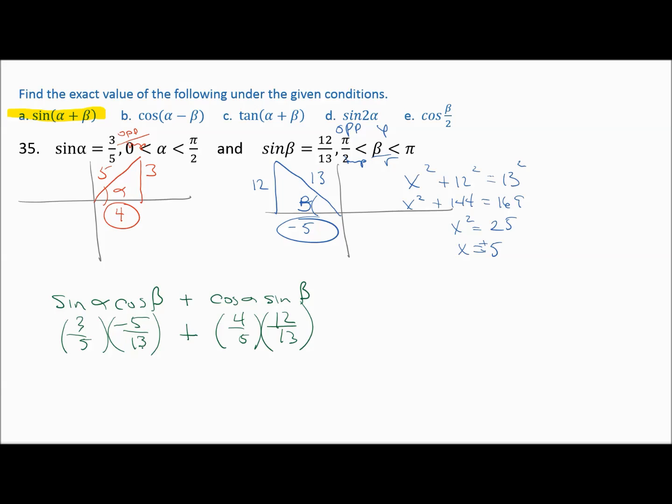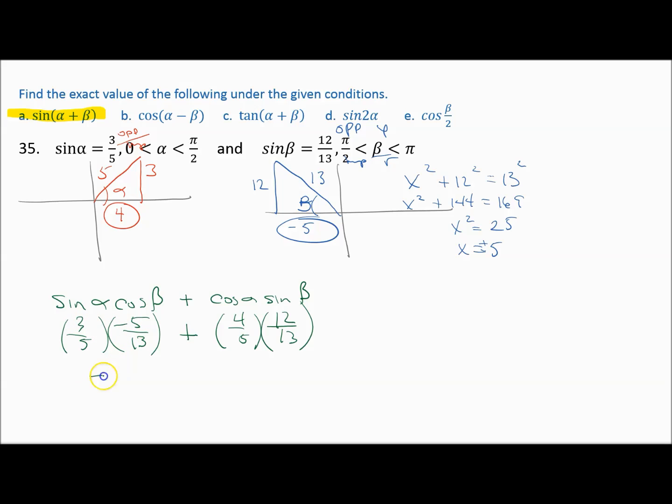So I think I'm good. Let me check one more time. So sine of alpha is 3/5. That was given. Cosine of beta is negative 5 over 13. That was not given. Then cosine of alpha is 4/5. Yes. And then sine of beta was given as 12 over 13. Okay, I think we're good now.